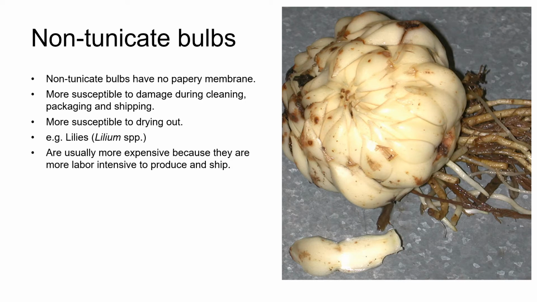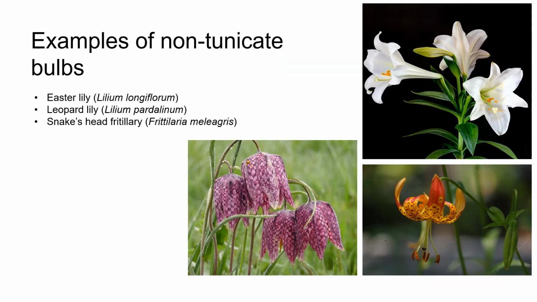Lilies are a good example of non-tunicate bulbs, and you can see a lily bulb on the right, and the individual scales are very clearly evident there. Here are 3 examples of plants which produce non-tunicate bulbs. Easter lilies, which I've already mentioned. In the bottom right, there's our native leopard lily, and then to the left of that, there's the snake's head fritillary.